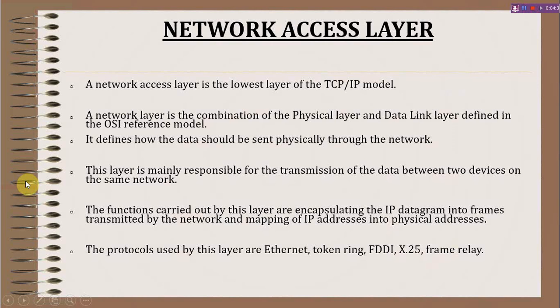So now let us discuss the functions of each layer. First is the network access layer. The network access layer is the lowest layer of the TCP/IP model. It is the combination of the physical layer and data link layer defined in the OSI reference model. It defines how the data should be sent physically through the network.